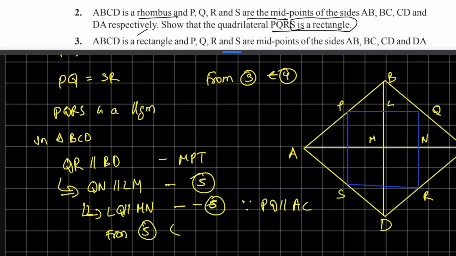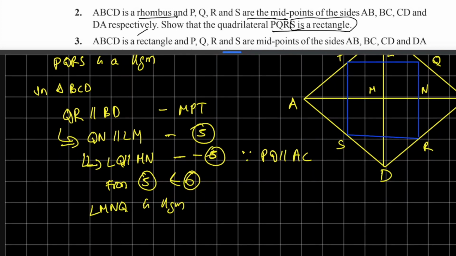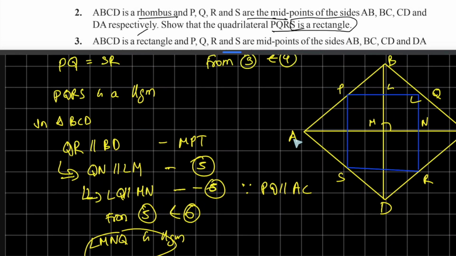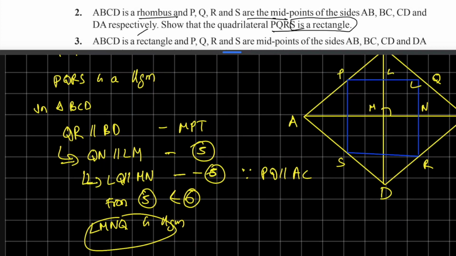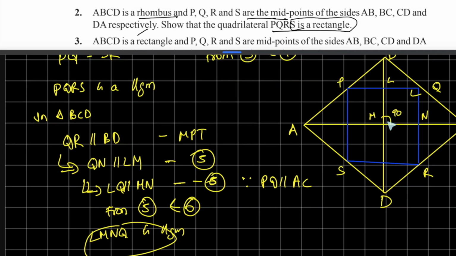From fifth and sixth, since these are parallel to each other, LMNQ is a parallelogram. We have proved it. Now we know that the opposite sides of a parallelogram are equal, and since ABCD is a rhombus, its diagonals bisect at 90 degrees. So if this angle is 90, then this angle will also be 90, because LMNQ is a parallelogram and opposite sides of a parallelogram are equal.